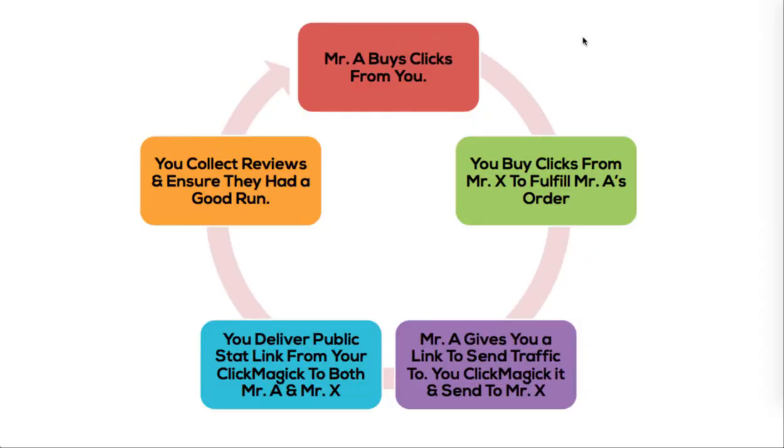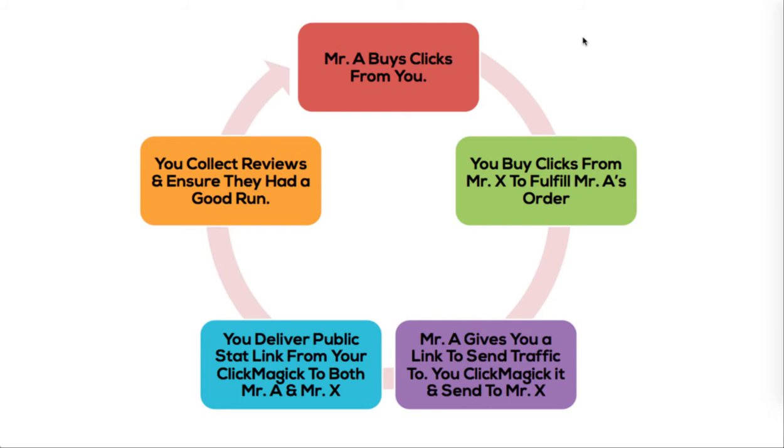Let's go over the entire process from step 1 to step 5 in a diagram, all right? So let's say Mr. A buys clicks from you, okay? You buy clicks from Mr. X to fulfill Mr. A's order. So if Mr. A buys 100 clicks, you buy 100 clicks from Mr. X to fulfill the order.